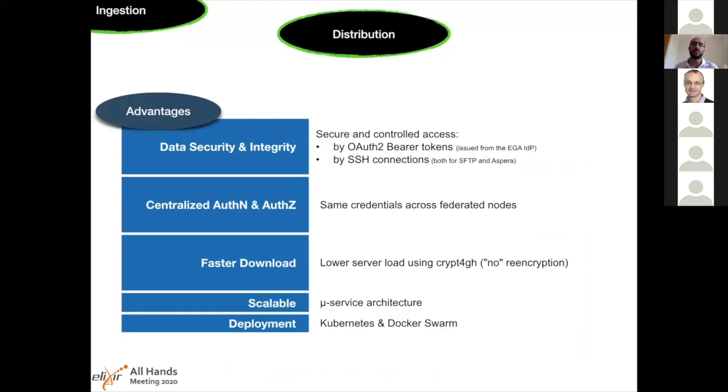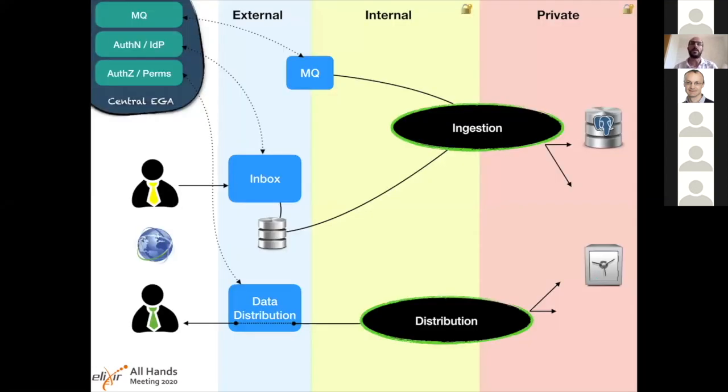It has advantages. So you have security through bearer tokens, through identity web-based tokens. You have SSH connections, a centralized set of credentials. There is not much re-encryption going on the server, so there is not much load on the server. And then the implementation is microservice oriented, and there are some deployments using Kubernetes and Docker Swarm, but I will let Yusil describe them in the next presentation. So this was an overview of the architecture. Lucille will describe more details of the architecture.